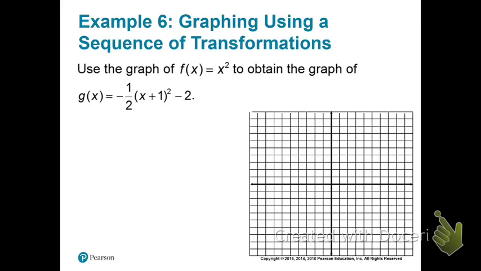So in example 6, we're putting it all together now. It says use the graph of f of x equals x squared to obtain the graph of g of x equals negative 1/2 times (x plus 1) squared minus 2. So we got a lot going on, and we're going to look at it piece by piece here.